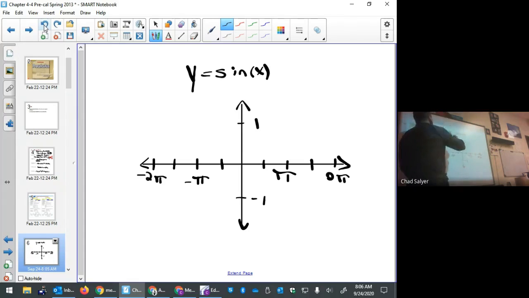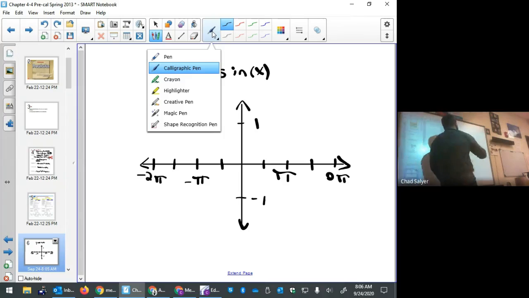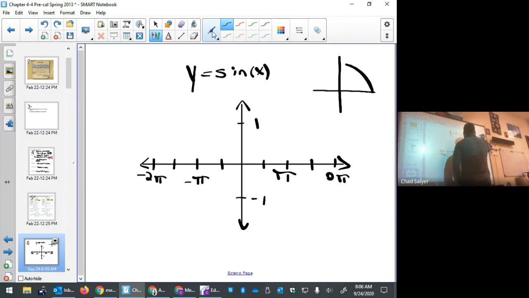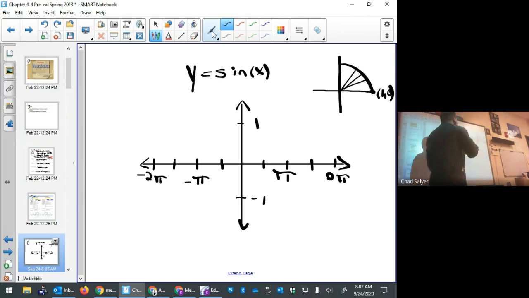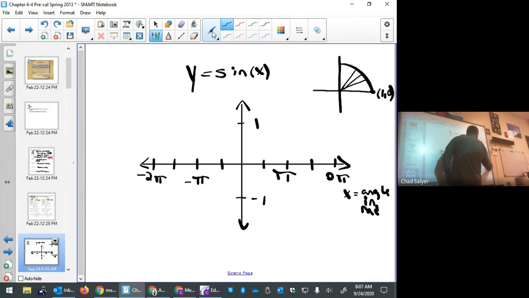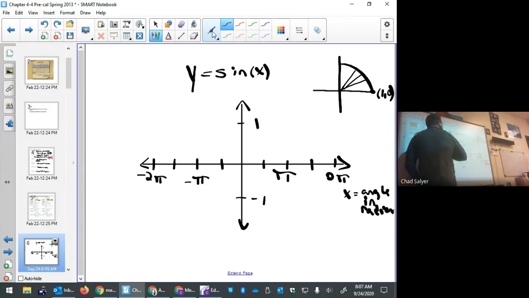So for putting these points in, I'm going to use the unit circle. So you'll remember we discussed the unit circle, and we had some points on here. So first of all, 1, 0. So that corresponds to the angle 0. And the x-axis here is the angle in radians. And the y is, of course, the sine of x. So if I put in 0, then the output is going to be the y-coordinate from the unit circle, which is also 0. So the origin is a point in this graph.